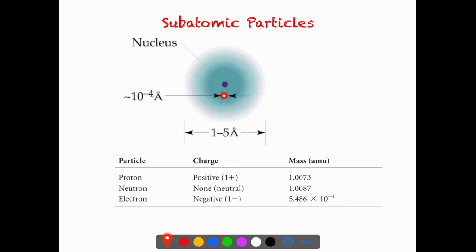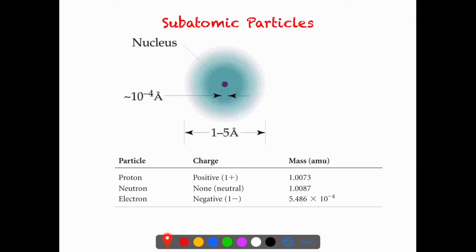So a high density means you're more likely to find an electron in that region, and a low density means you're less likely to find an electron in that region. So you have to think in terms of these electron clouds outside the nucleus. Also, in this picture, the nucleus is not drawn to scale.